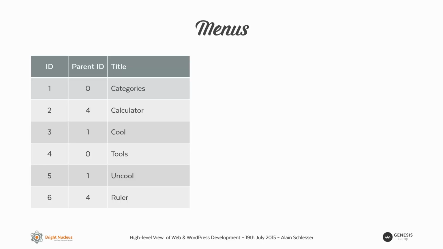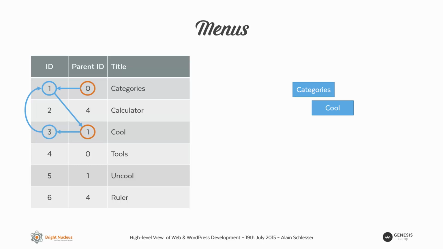The walker starts by retrieving the first element that has a parent ID of 0. This is the categories element, which gets rendered. Then it looks for the first element that has the categories element's ID as a parent ID. So the first element with a parent ID of 1. It finds the element cool and renders it. As this has a parent, it gets put on another level. Then it looks for an element that has the parent ID 3. As it does not find any elements with this parent ID, it goes back to the level above.